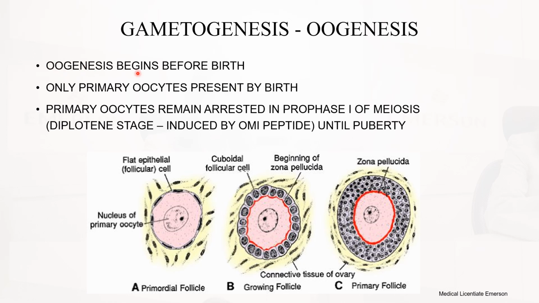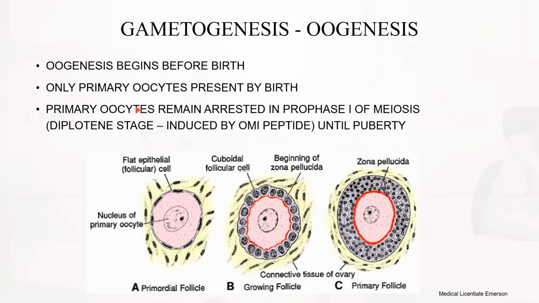Oogenesis begins before birth actually. So primary oocytes are present at birth. So females have what we call primary oocytes, so meaning they are actually born with a specific number of oocytes. Other literatures will tell you that they are born with 300,000 oocytes. Other literatures will also tell us they are born with 400,000 oocytes. But of course, since the literatures differ, we are going to say 300,000 to 400,000 primary oocytes. That's what is present at birth.